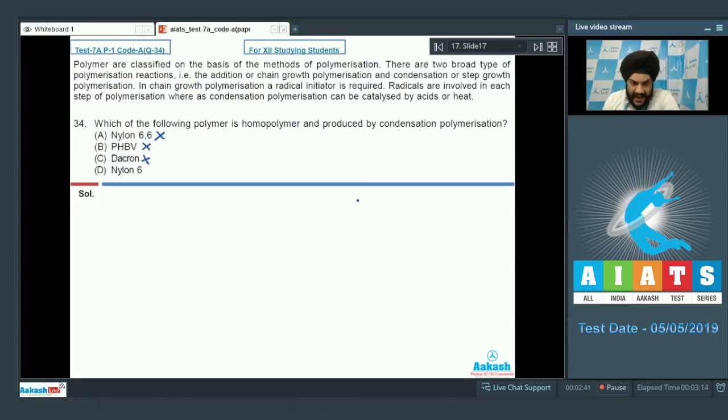And if you look at the option D now, it is nylon 6. So nylon 6 is a homopolymer and it is a condensation polymer. Its monomer is caprolactam. So students, for this question, we have to mark the correct answer as option D. Let us look at the next paragraph now.